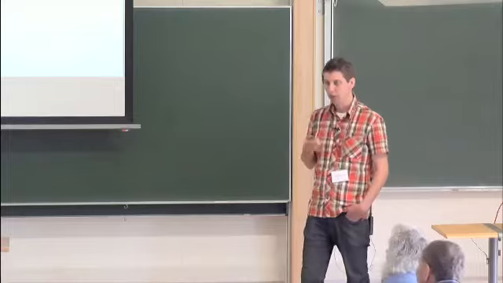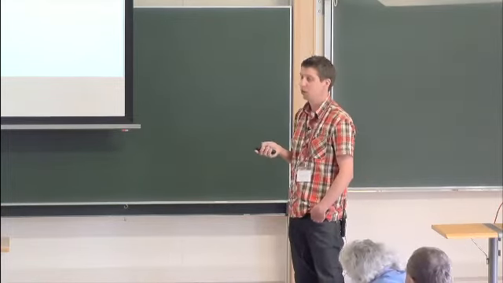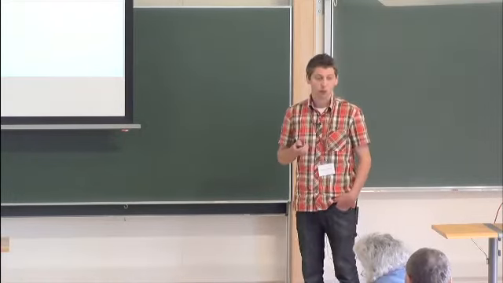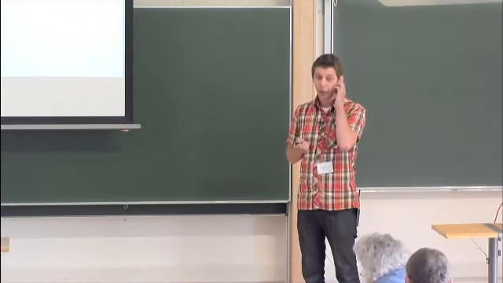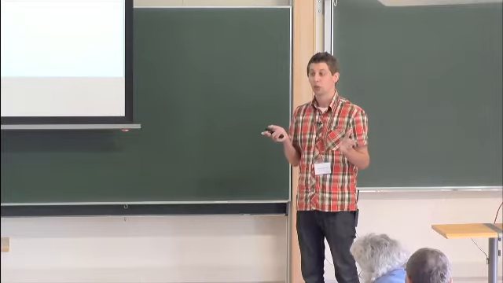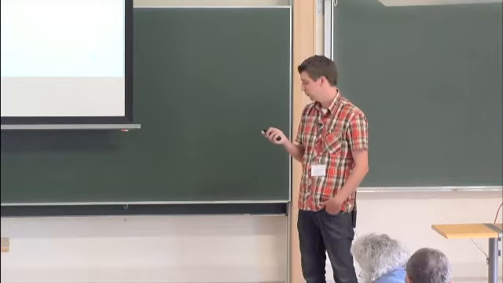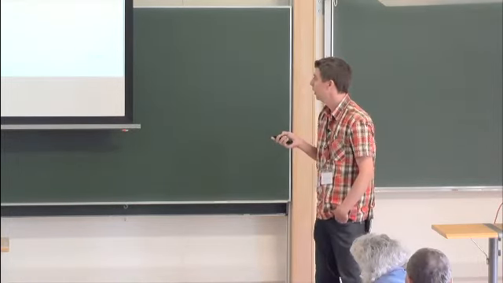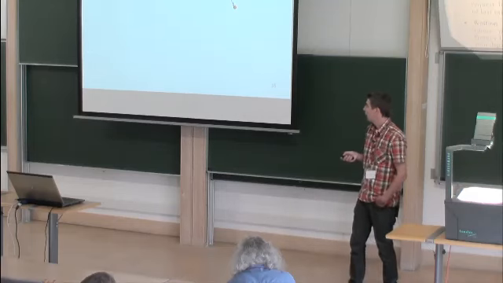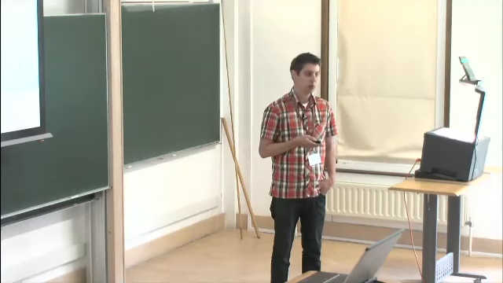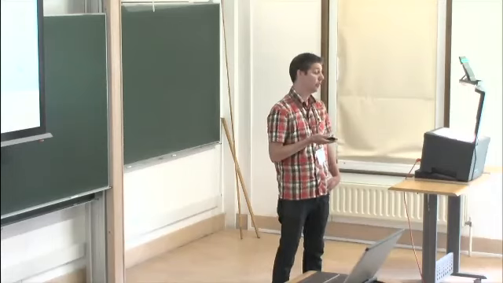So just to conclude and get some pros and cons with this FOC method around the mode. It addresses the full and reduced issues, at least in some part. So we can see that when we do this around the mode, the differences between the full Fisher information matrix and the reduced is vanishing. So it's somehow encouraging. It possibly gives more realistic predictions of the precision, sometimes at least we saw. The optimal design might be more accurate. Of course, it might not as well. We have to really investigate this for more models.